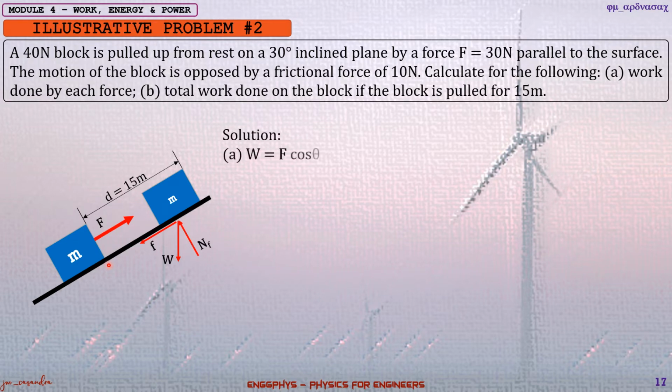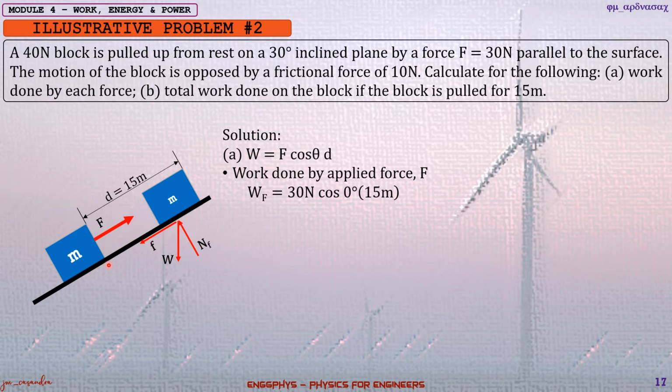Okay. So for our solution, we'll be using the equation work is equal to force cosine theta times the displacement. Let's start first with the work done by the applied force F. In this case, our equation is work of F is equal to the applied force, 30 newtons, times cosine of theta, which is equal to 0, times the displacement, 15 meters. It's 0 since they are in the same direction. This will give us a value of a positive 450 joules.